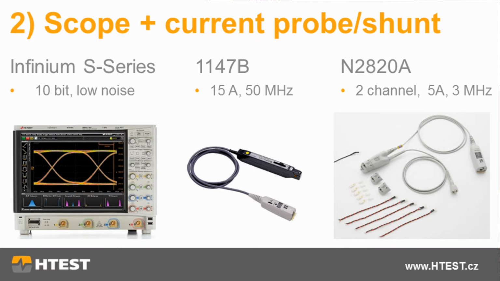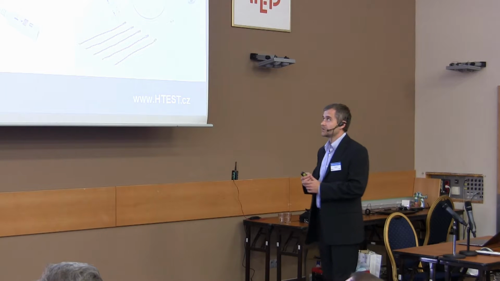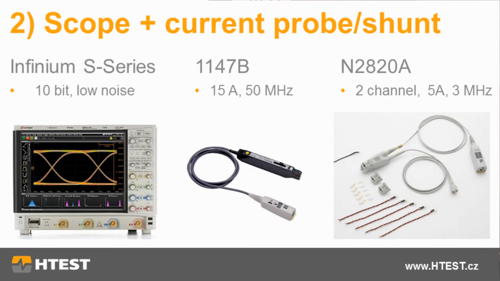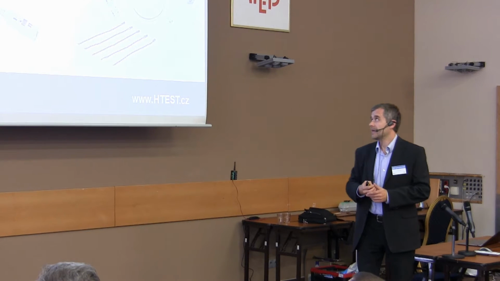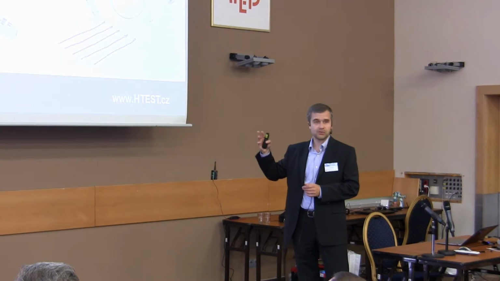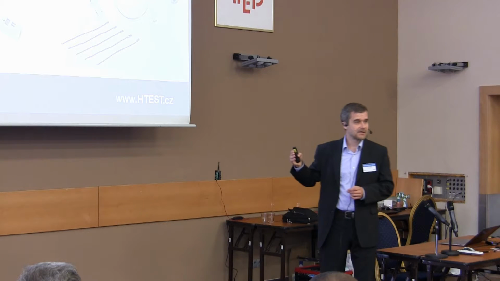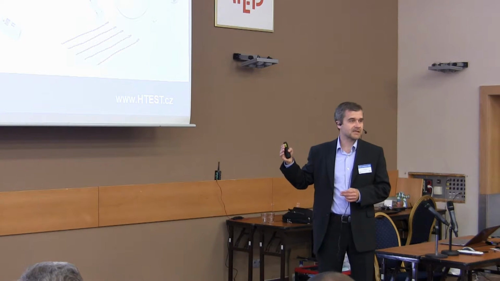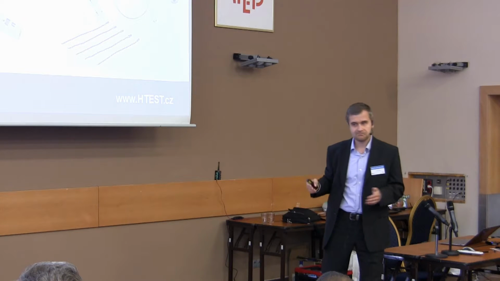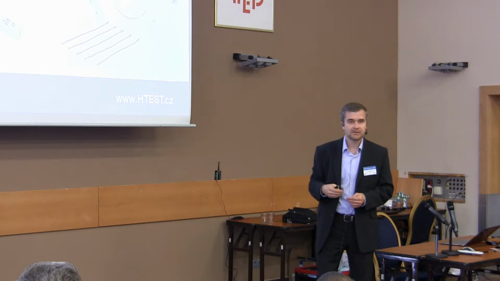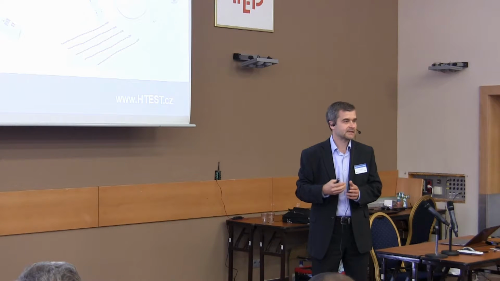For the dynamic transitions, which are quite fast and can be microseconds long, you can measure them well with an oscilloscope and some current probe. The probe in the middle, the 1147B, is a current probe based on the Hall effect, and even if you use a high-end oscilloscope with 10-bit sampler resolution and very low front-end noise, the lowest current you can measure is about 1 milliampere. For some devices that could be good, but for most it's not enough.